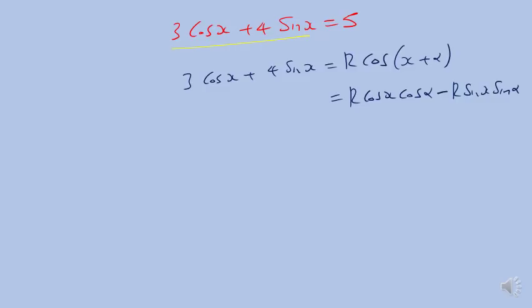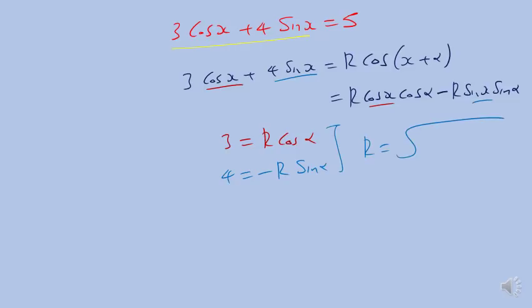Just like before, we compare coefficients. So the coefficient of cos x: I get 3 = r cos alpha. And the other case is sin x: I get 4 = minus r sin alpha, now watch this. Just as before, r is equal to the square root of 3 squared plus 4 squared, which is root 25. We take the positive root, so it's 5.